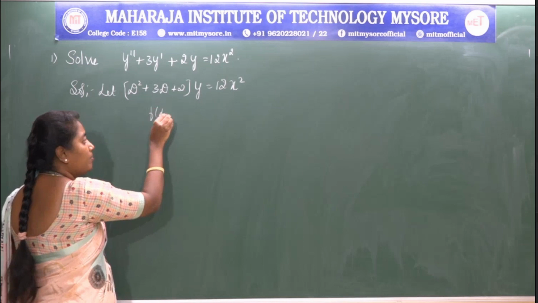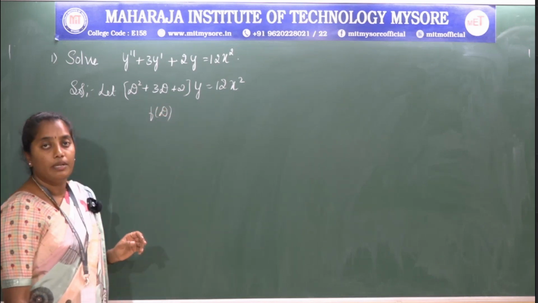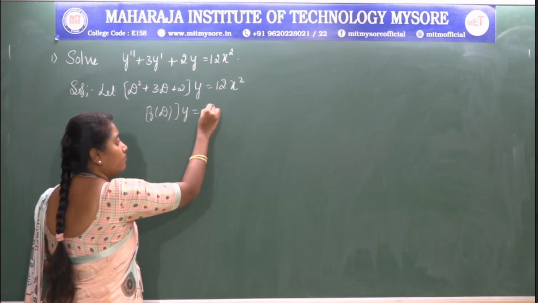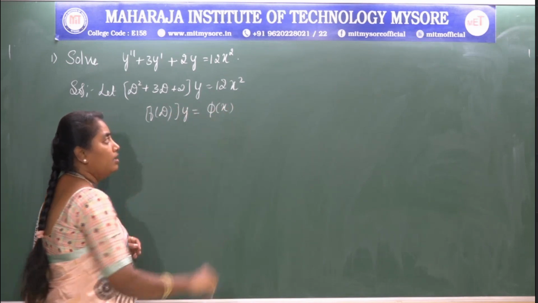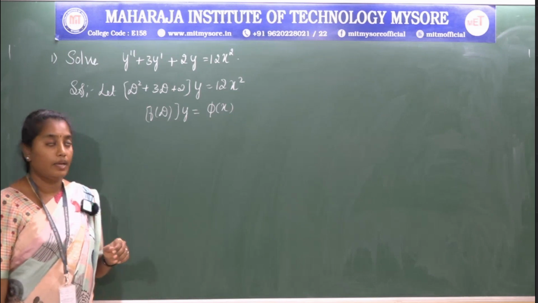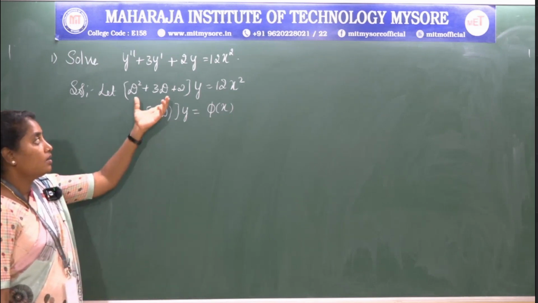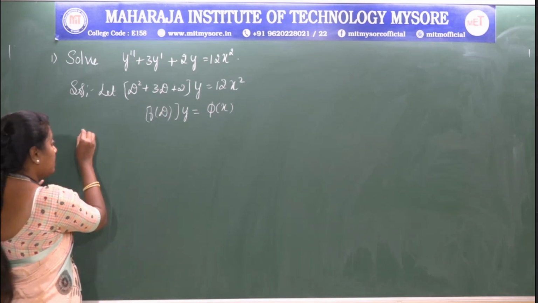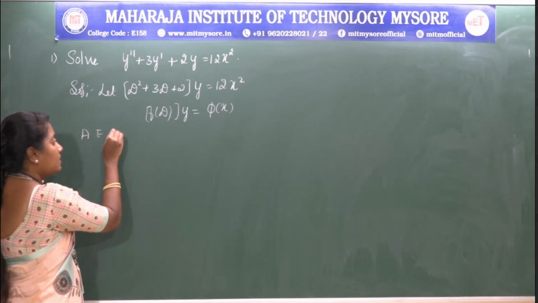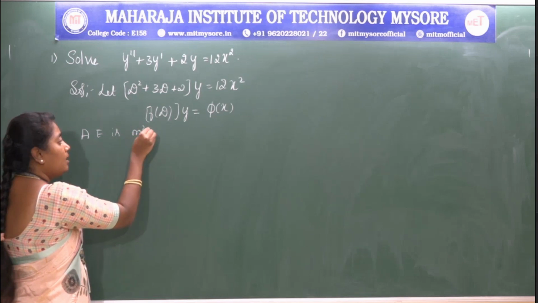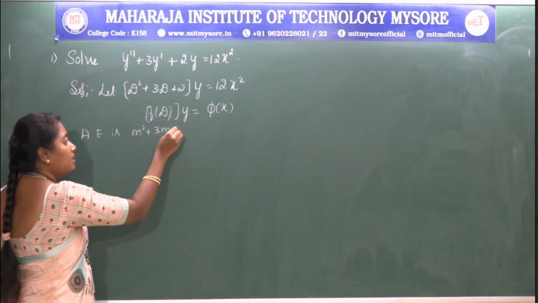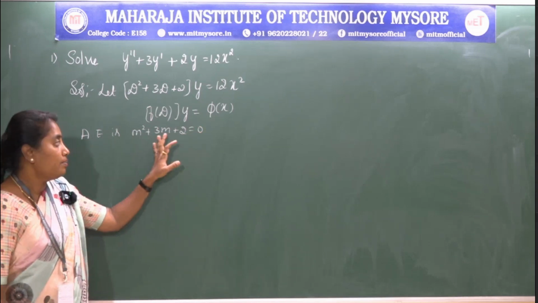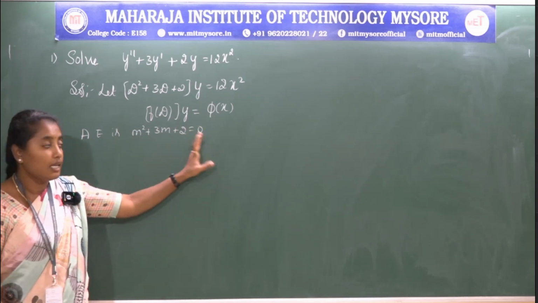Here this D operator, that is the differential operator, gives the f of D function. Phi of x is a polynomial, that is 12x square. So first find the complementary function, that is the solution of the LHS part of the equation. For that, the auxiliary equation is m squared plus 3m plus 2 equal to 0, which is a quadratic equation.